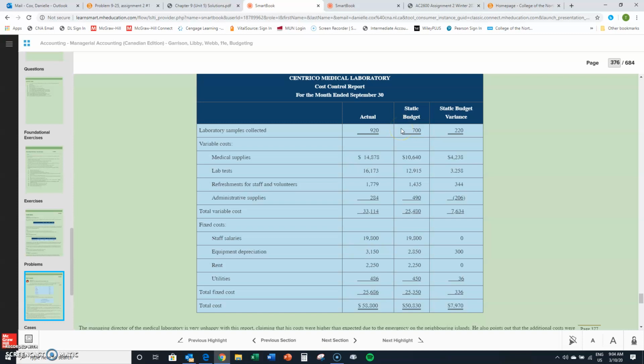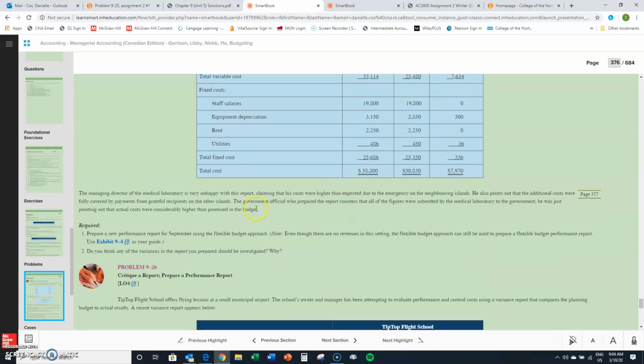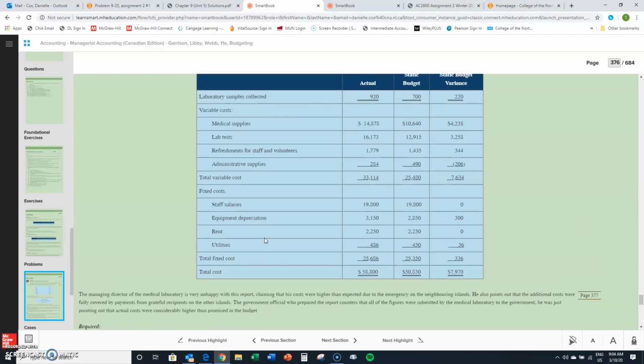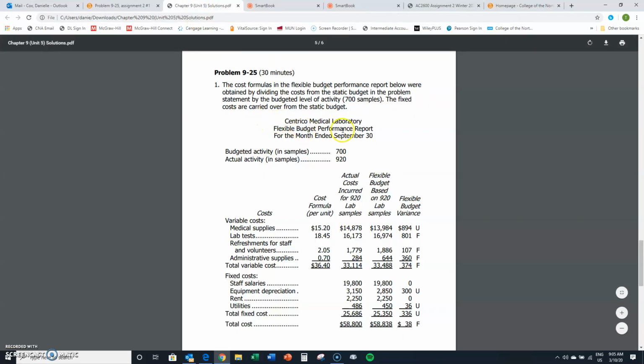But a lot of those variances are going to be caused just because of the difference in the work that was done. So we are asked to prepare a new performance report for September using a flexible budget approach. The flexible budget is a budget that you can change based on the volume of activity. So let's take a look at the solution.